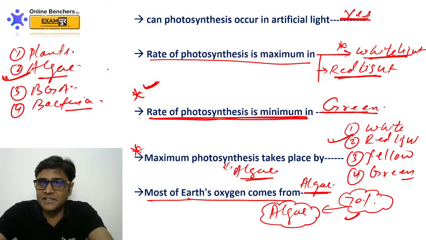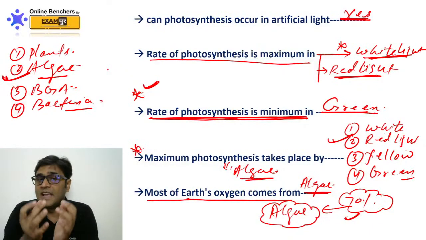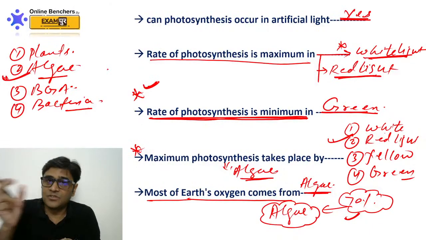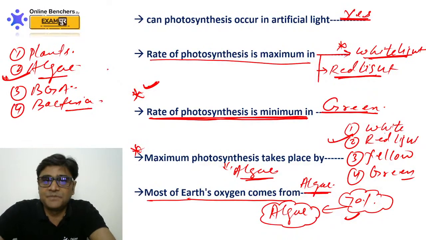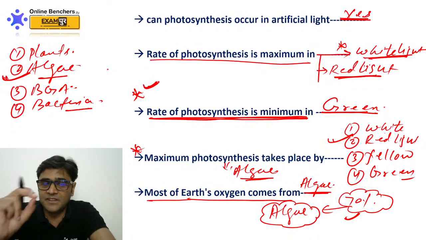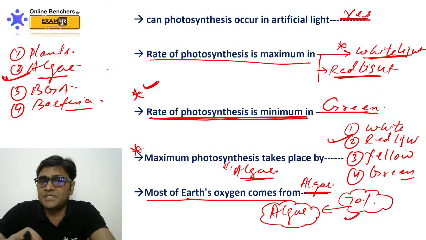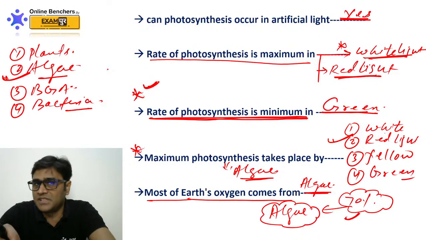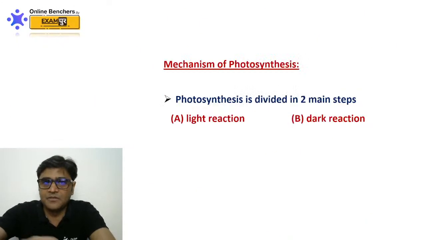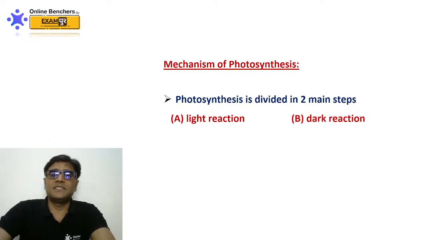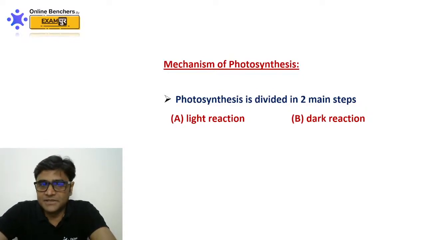We will discuss in detail. In cyanobacteria, we have a special cell known as heterocyst, where the process of photosynthesis takes place. This is also a very important question. In cyanobacteria or blue-green algae, we have a specialized cell known as heterocyst, where the process of photosynthesis takes place. Now we are going to discuss the mechanism of photosynthesis.